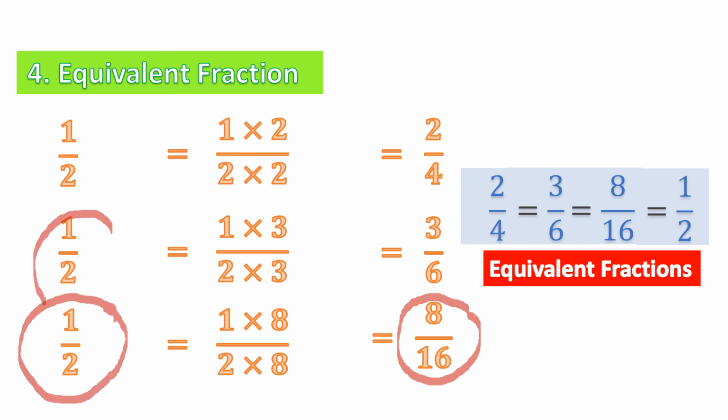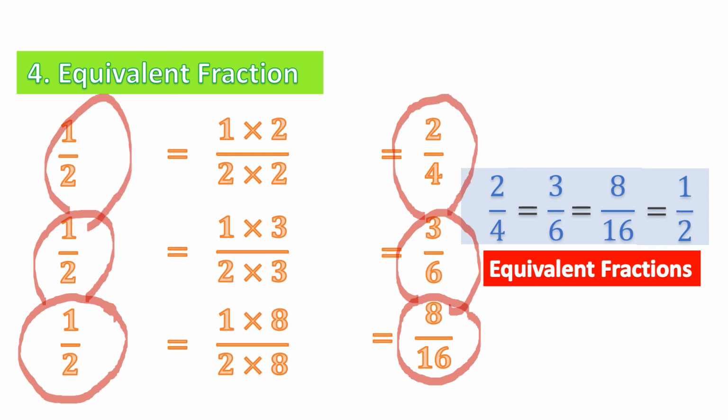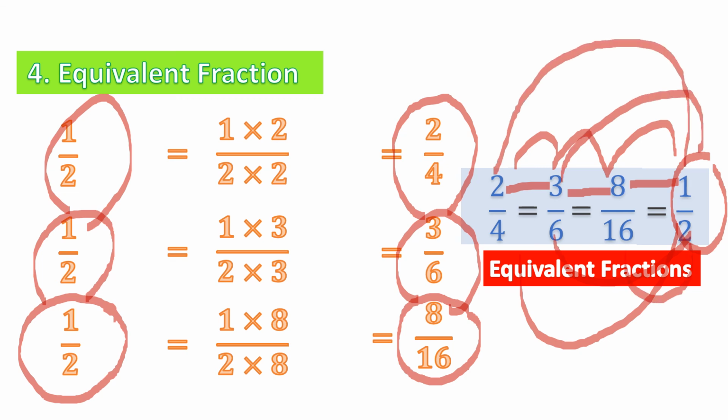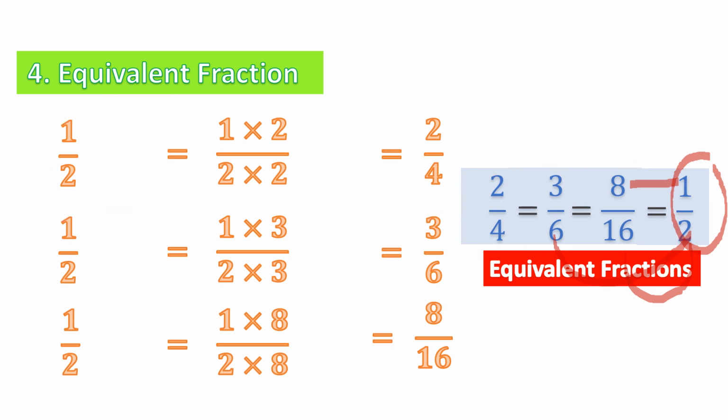So this and this, they all have the same value. What is the value? 1 by 2. So they are all mutually equal to one another, right? So everyone is equal to one another. So you can see that 2 by 4, 3 by 6, 8 by 16 and 1 by 2, they are all equivalent fractions.